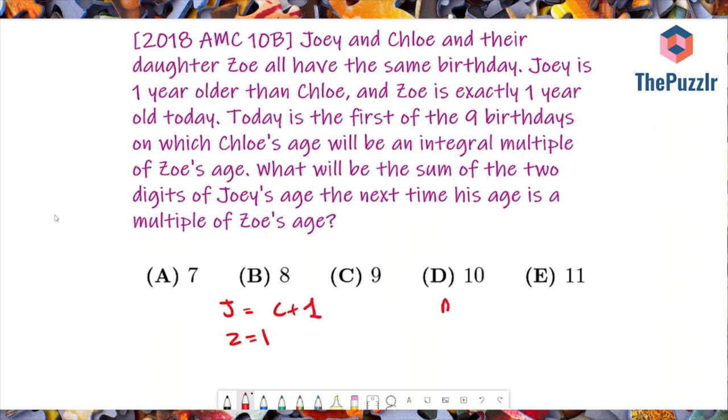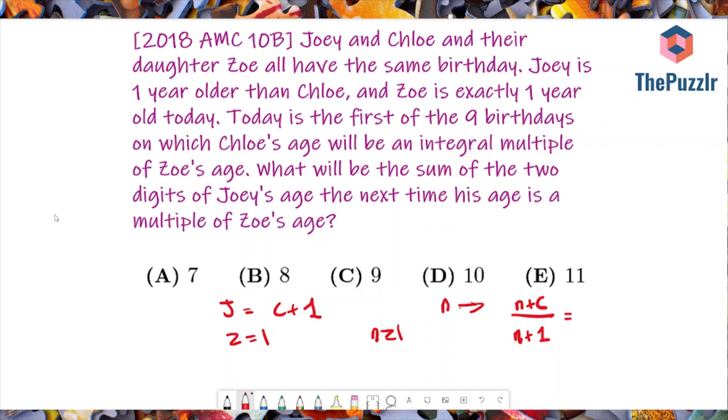But let's say n years from now, what will be the age of Chloe and Zoe? N years from now, Chloe is going to be c plus n, and Zoe is going to be 1 plus n. And this number right here, for 9 different values of n, is going to equal an integer. Or if you exclude today, so that n is greater than or equal to 1, there's at least 8 different values of n that make this into an integer.